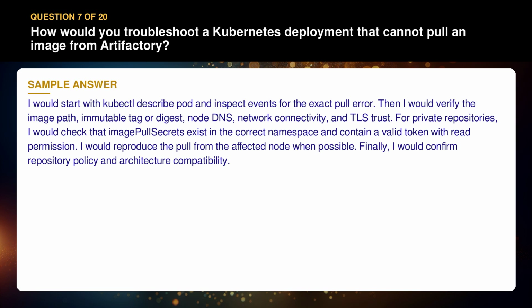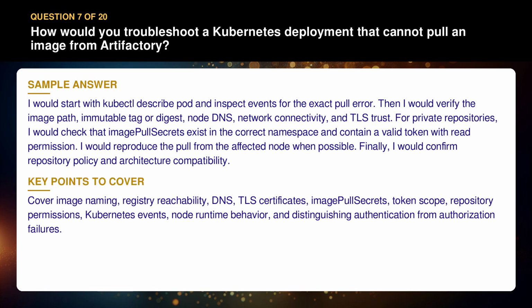For private repositories, I would check that image pull secrets exist in the correct namespace and contain a valid token with read permission. I would reproduce the pull from the affected node when possible. Finally, I would confirm repository policy and architecture compatibility. Cover image naming, registry reachability, DNS, TLS certificates, image pull secrets, token scope, repository permissions, Kubernetes events, node runtime behavior, and distinguishing authentication from authorization failures.